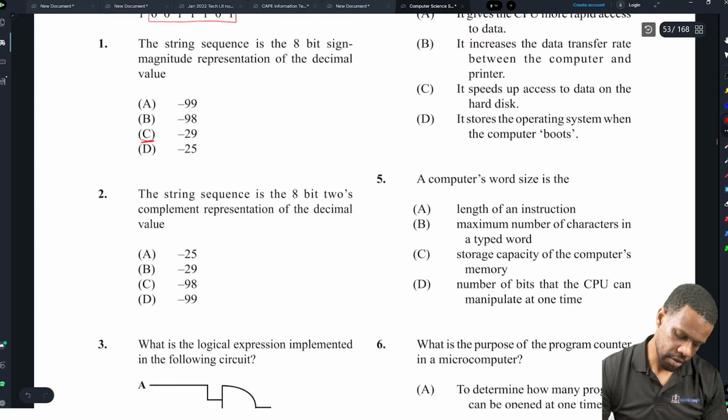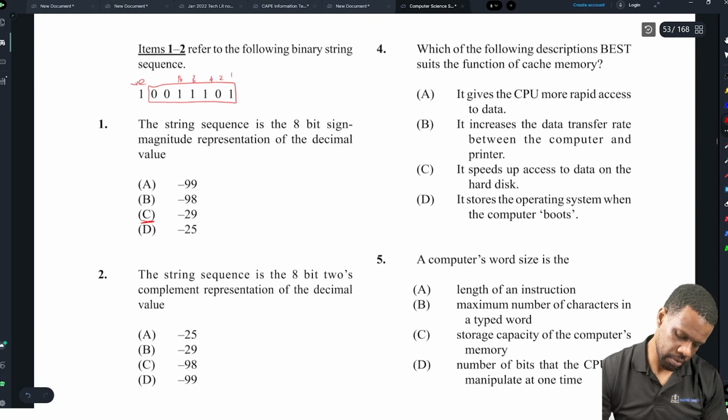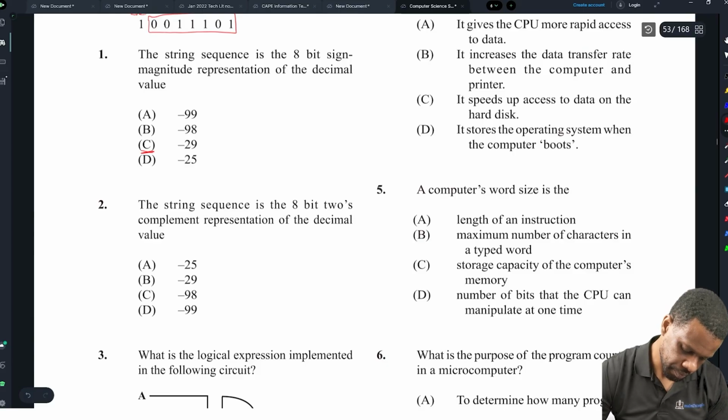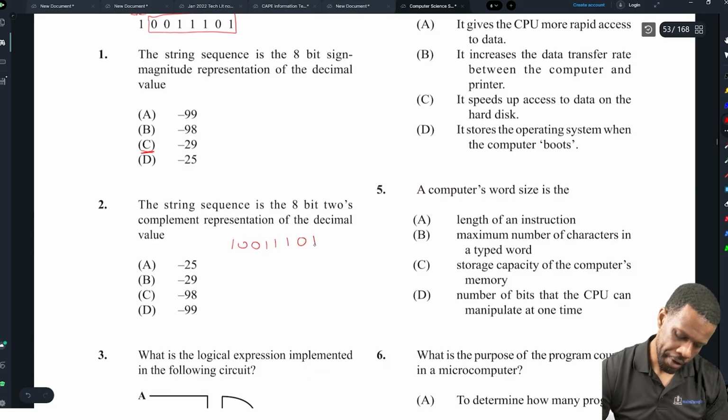The string sequence is the 8-bit 2's complement representation of which decimal value? Alright, so if we take this now and do 2's complement, we are going to have to invert it. 1 0 0 1 1 1 0 1. If we invert that and add 1, it'll be 0 1 1 0 0 0 1 0, and add 1.